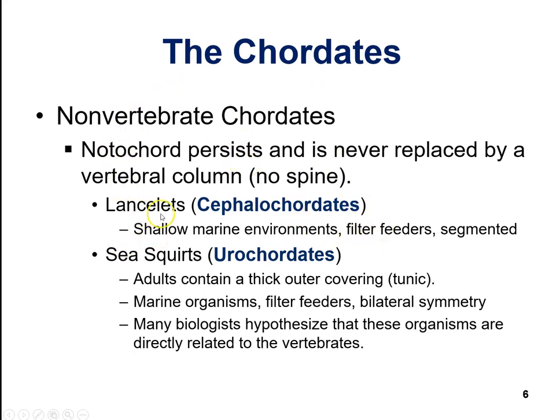Okay, so our examples here: lancelets, which are called cephalochordates. These are both marine animals. So they live in shallow marine environments. They're filter feeders. I'll show you a picture in a second. Also, sea squirts or urochordates are also non-vertebrate chordates. And so these guys have this thick outer covering called the tunic. Again, they're filter feeders. They exhibit bilateral symmetry. All right. And so these guys apparently are believed to be directly related to the vertebrates.